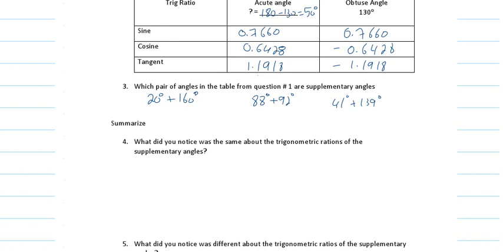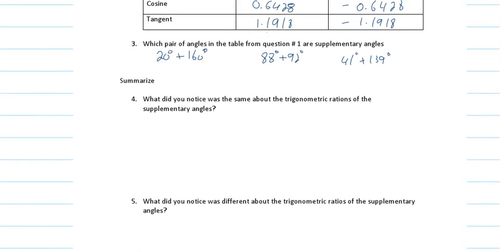Now, the question is, what did you notice was the same about the trig ratios of the supplementary angles? Well, how would you answer this question? What did you notice was the same? The sine was the same, right? How about the cosine and tan? They're the same, but they're negative of each other, okay? So we've noticed that.